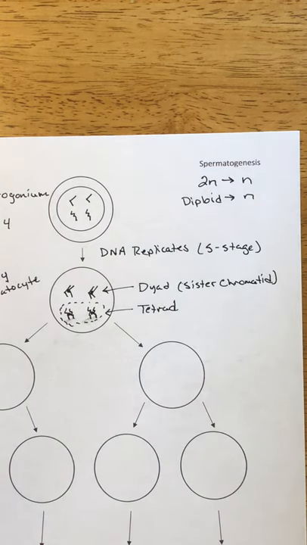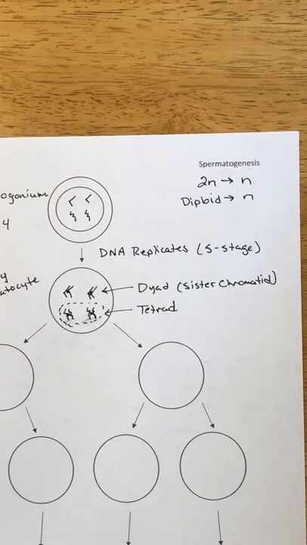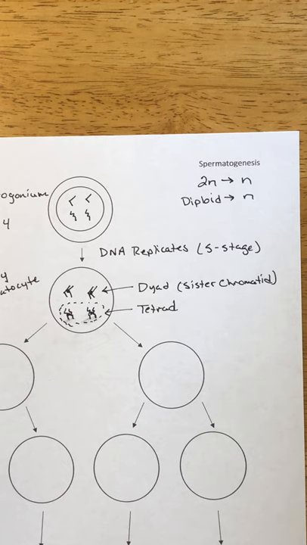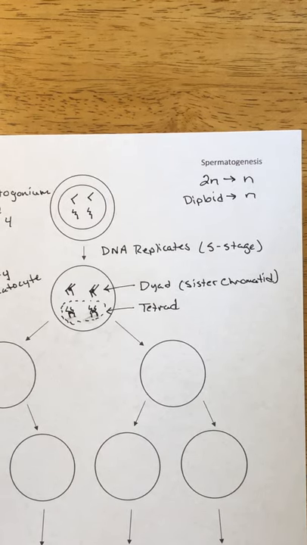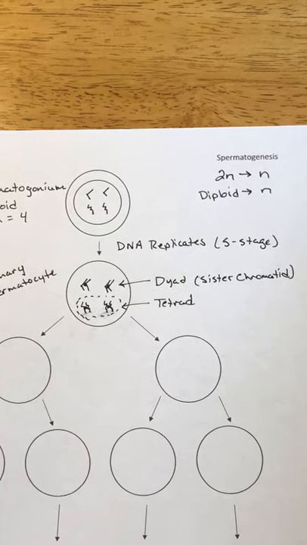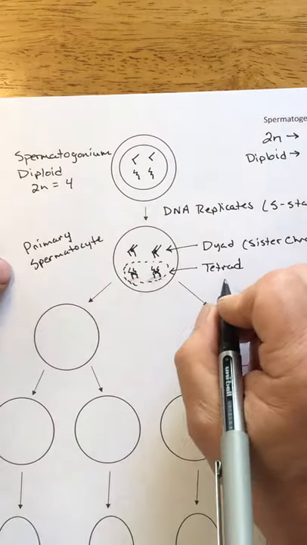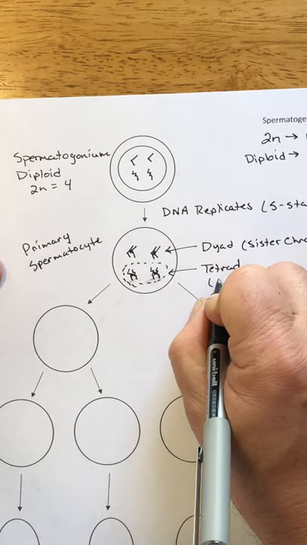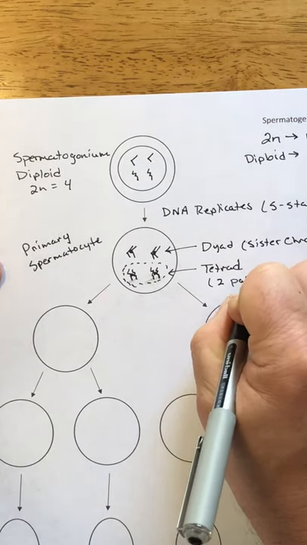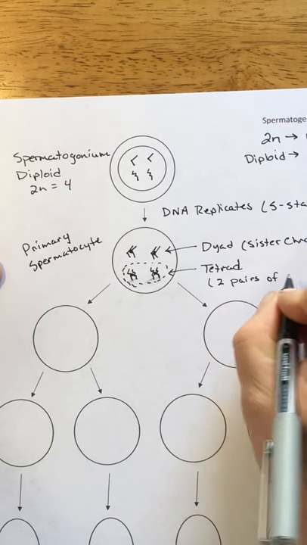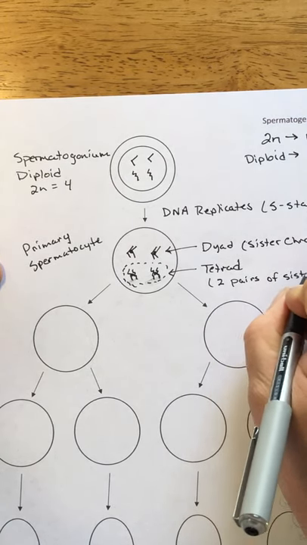I think these terms will help you to understand what's happening as we go through the process of meiosis. And remember that meiosis is also different from mitosis in that there are two divisions of the genetic material. And so that's what gets us down to the haploid chromosome count, is that second division of the genetic material. So the tetrad basically consists of two pairs of sister chromatids.